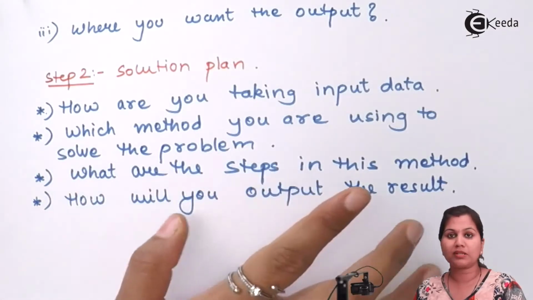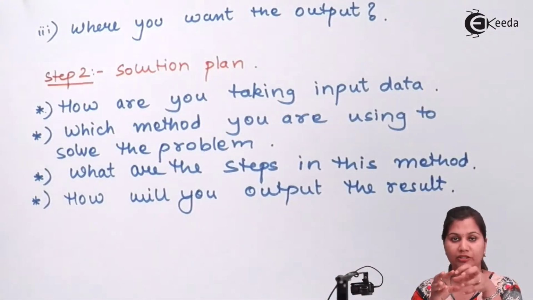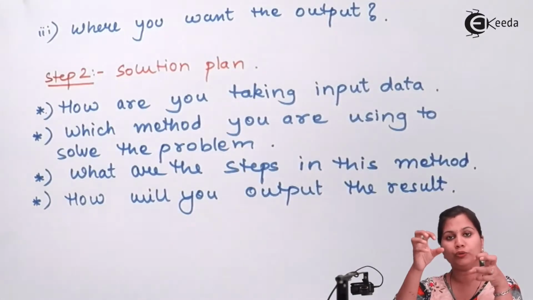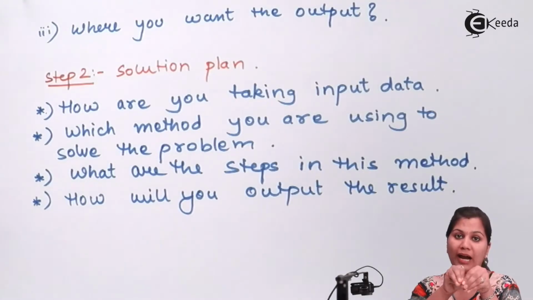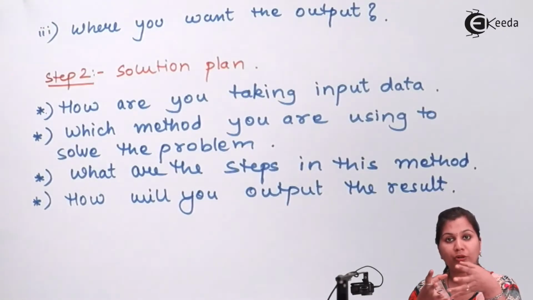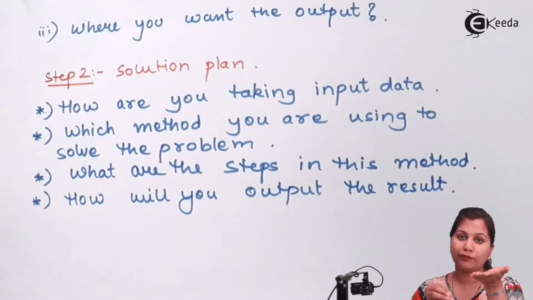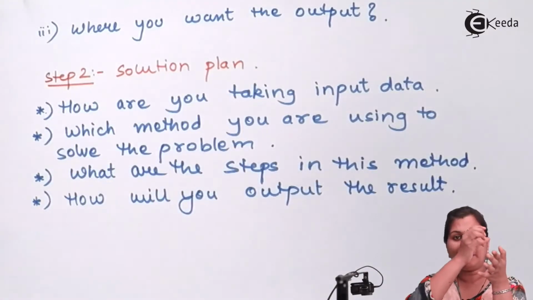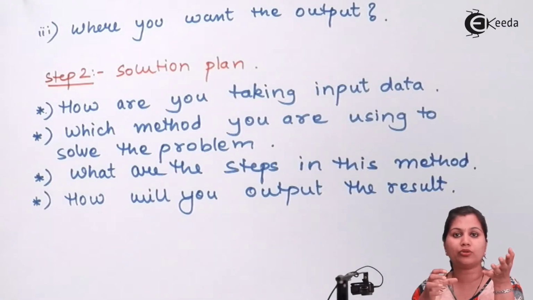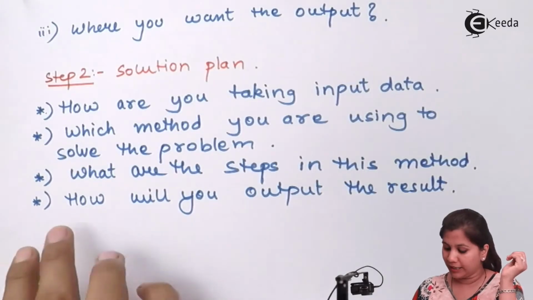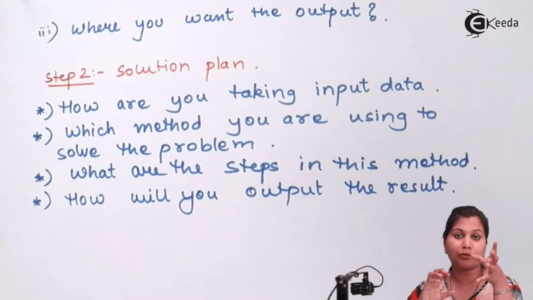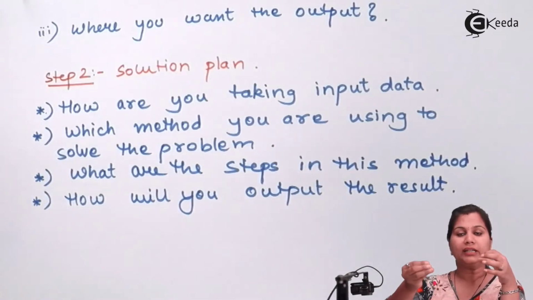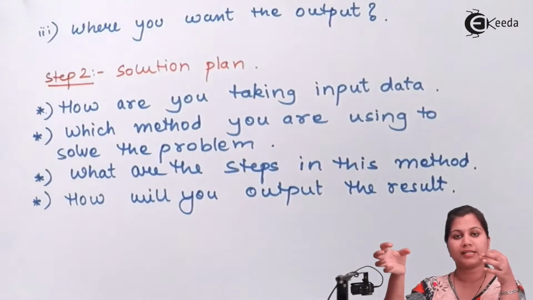Also, what are the steps in this method? Suppose you are doing the addition, so which steps you will follow, how you will get your first data, how you will get your second data, how you are going to add these two numbers, which instruction you are going to use, everything you will decide in step number 2. Like you are planning that in this way I am going to solve this problem. Okay. Next, how will you output the result? Suppose you have to display the result or store the result in the accumulator or in register number 1 of register bank 0.